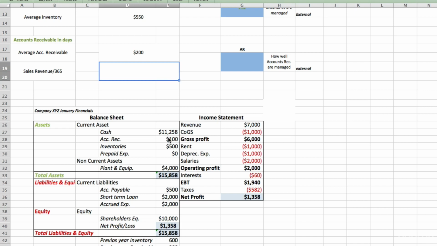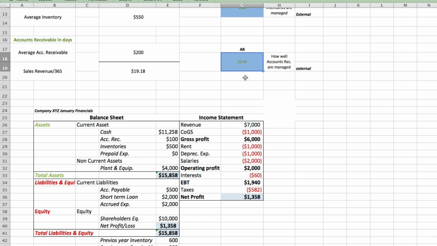But then we want to get our sales divided by 365, the days of the year. And once we do so, we get a result here that is 10.43 days. What does this actually number mean? Well, this number means that we are able to convert our accounts receivable into cash every 10 days, 10.4 days. So let's say from 10 to 11 days. And this is a very good result. This is a great result.